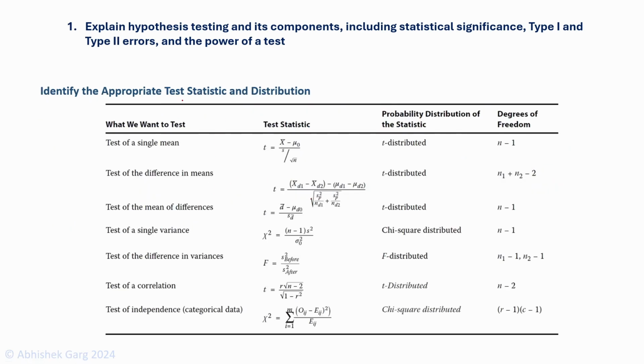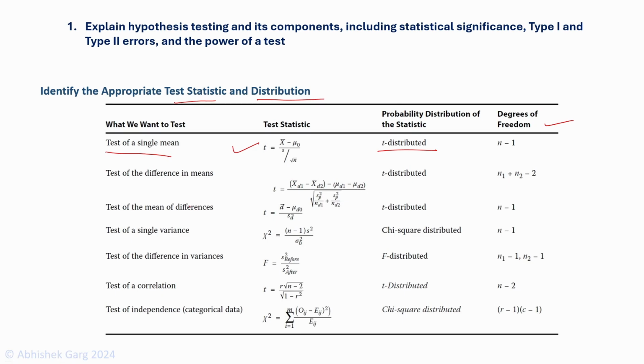Identify the appropriate test stat and the distribution. So there are different tests that we will be performing in the future. For example, if we are testing a single mean, then we should use this formula to calculate the test stat, and it is called a t-stat. The distribution is called t-distributed, and n-1 is the degrees of freedom. The degrees of freedom are required when you are checking the critical values from the table.